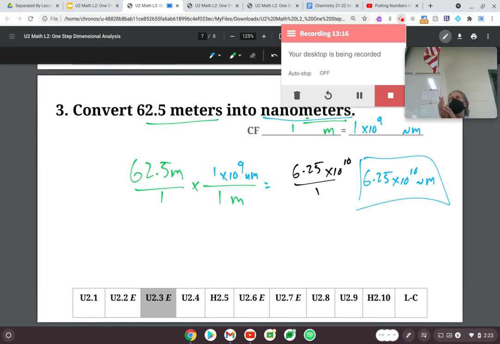All right, so what I saw is a lot of you are connecting the dots on this one, and I totally get that this is a little bit confusing. So here's what I did, okay? I took 6.25 times 1 times 10 to the 9th nanometers over 1 meter, and I got 6.25 times 10 to the 10, which gives me 6.25 times 10 to the 10 nanometers.